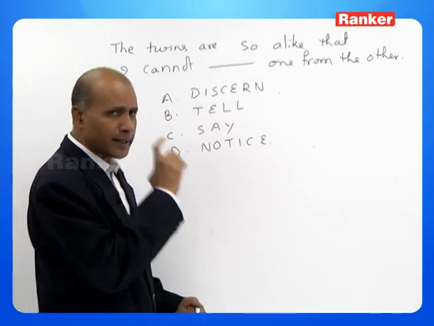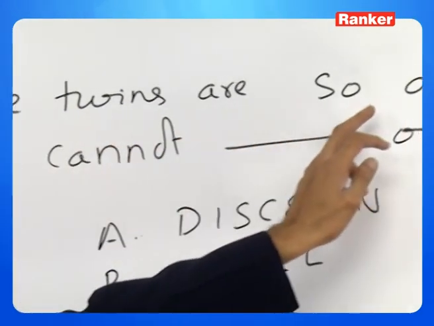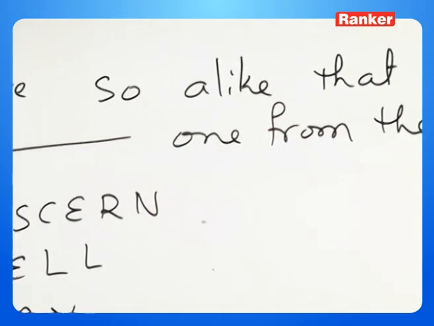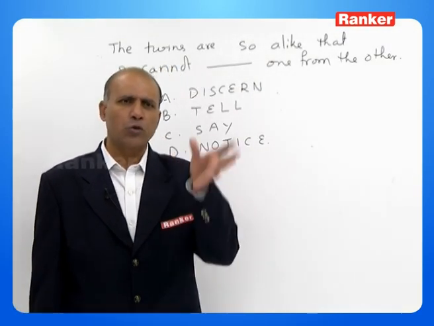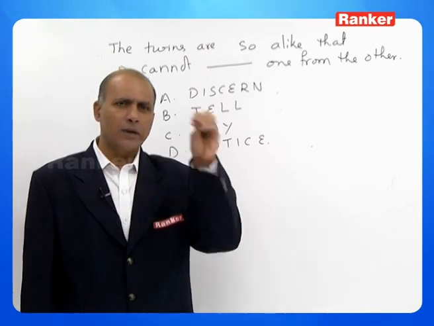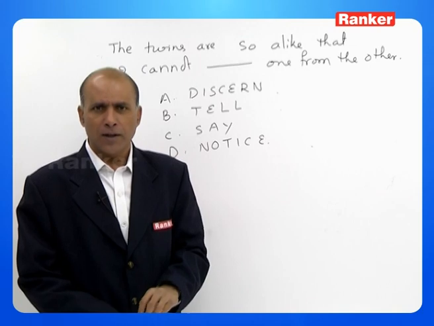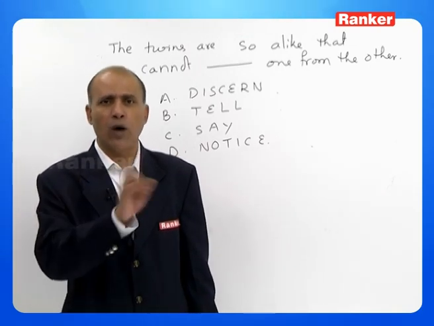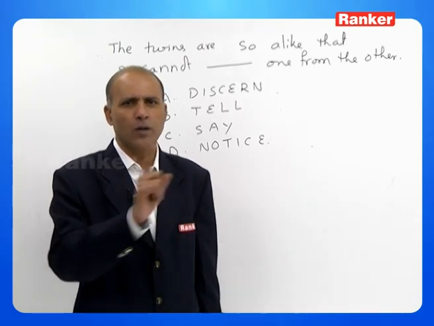Here, let us take that type of sentence. The twins are so alike that I cannot dash one from the other. We are talking about twins. I am saying that twins look exactly same. Alike means look exactly same. That I cannot dash one from the other. I cannot understand who is Ram and who is Sham.